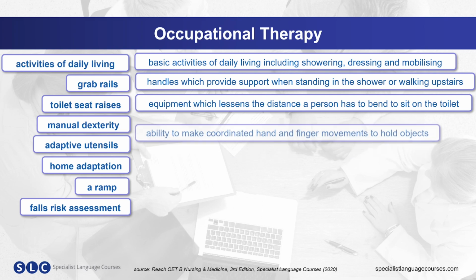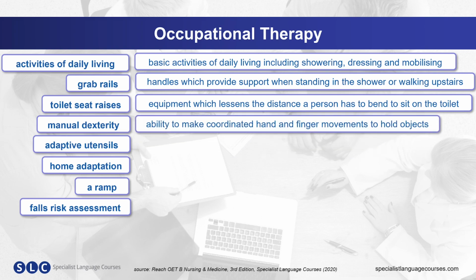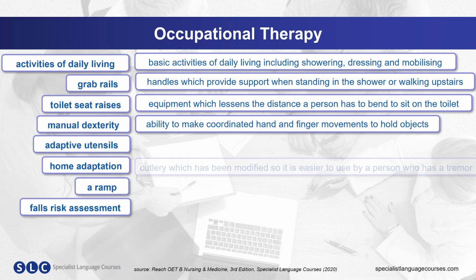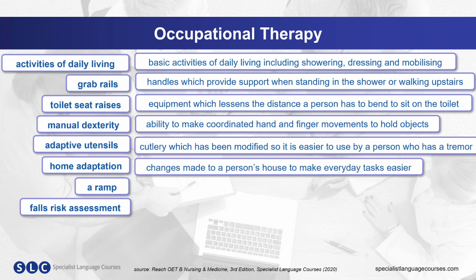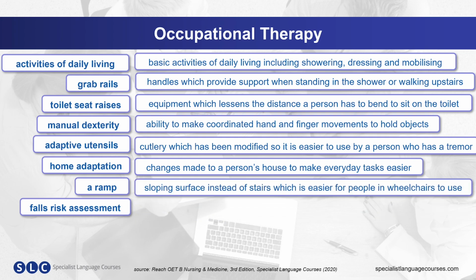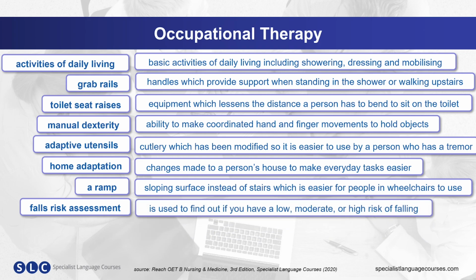Manual dexterity is the ability to make coordinated hand and finger movements to hold objects. Adaptive utensils. This is cutlery which has been modified so it is easier to use by a person who has a tremor. Home adaptation is changes made to a person's house to make everyday tasks easier. A ramp is a sloping surface instead of stairs, which is easier for people in wheelchairs to use. And falls risk assessment is used to find out if you have low, moderate or high risk of falling.